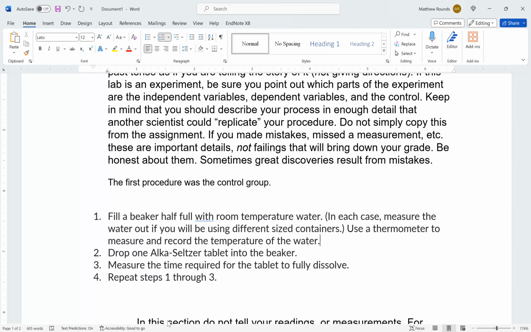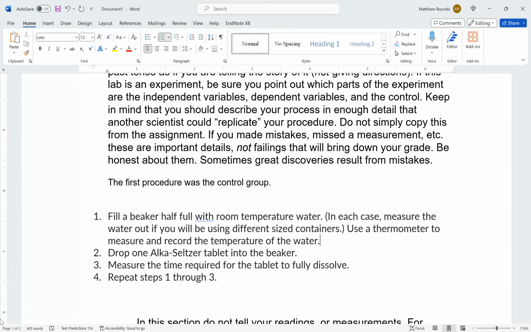All right. So could you attempt to put those steps, like hopefully you visualized filling this up with water, recording the temperature, and dropping a tablet in the beaker, then measuring how much time it takes to fully dissolve. So could you put those into a couple of sentences? You do not want to say step one, step two, step three. You want to just talk about it as if you're telling the story to someone, like your coach. Your coach says, what did you do today? And you say, oh, this is what I did.